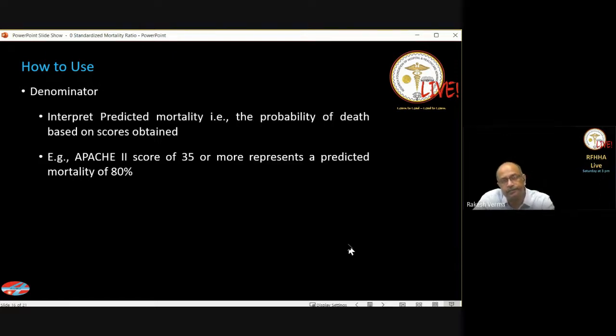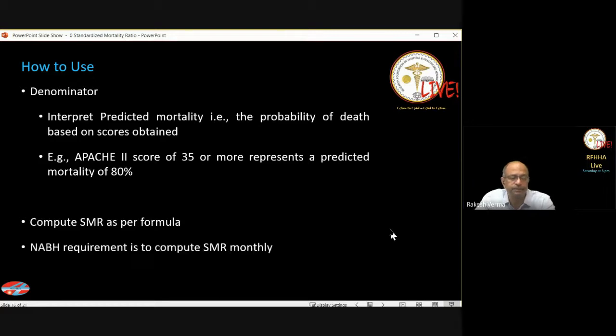Which means that for a different scoring system, a different interpretation as is applicable to that scoring system has to be used. So, for example, Apache 2 scoring system, as I mentioned earlier, has a minimum score of 0 and a maximum score of 71. So any score which is 35 or more represents a predicted mortality of 80%. And as the scores go higher, the predicted mortality increases. So this is one example. Based on this, you figure out the denominator, and then you compute the standardized mortality ratio.